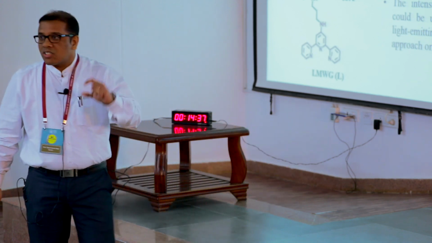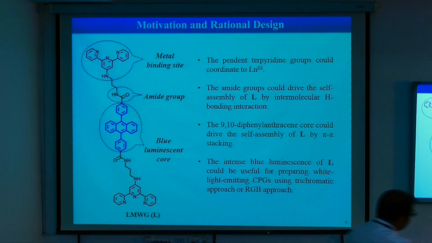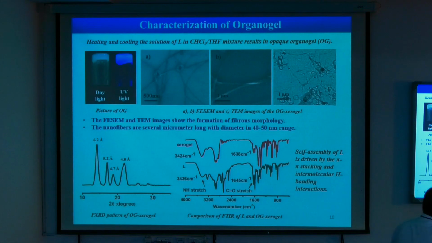So for white light emission, you need three different colors: blue, green, and red. You can get the white light. So our approach is how rationally you can design. Now I have the low molecular gelator, and through this it has that blue light.